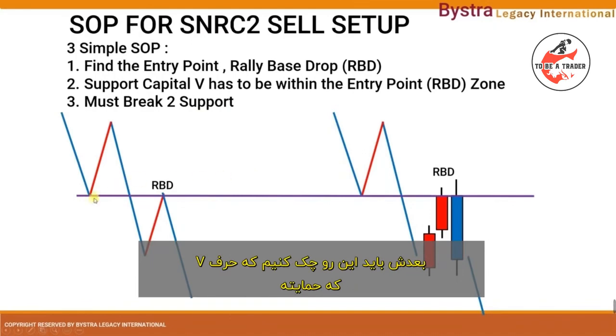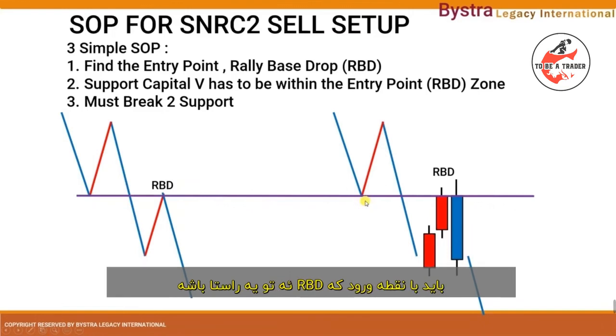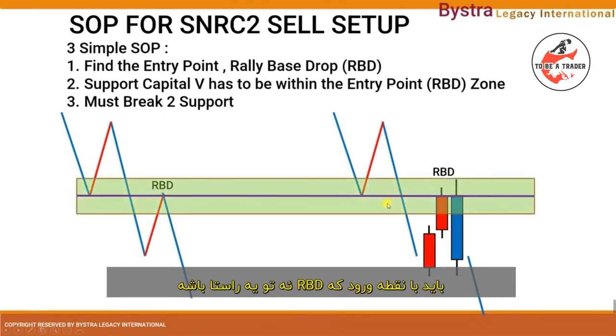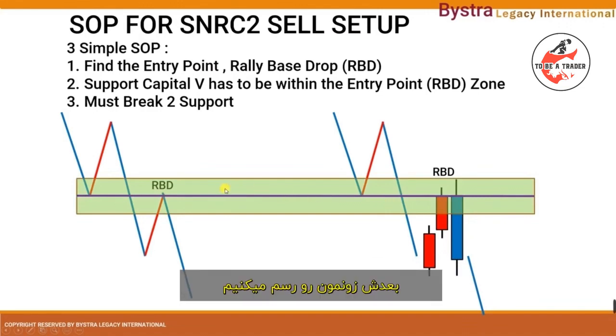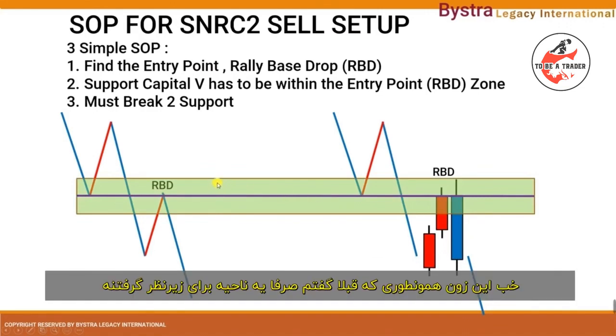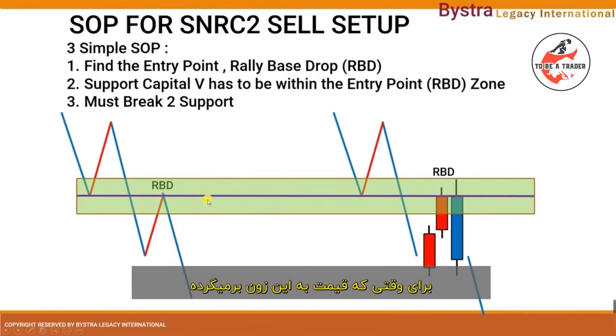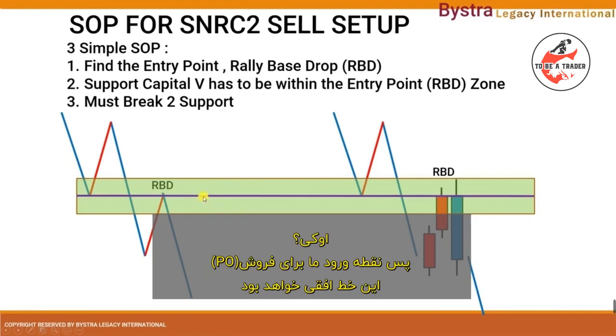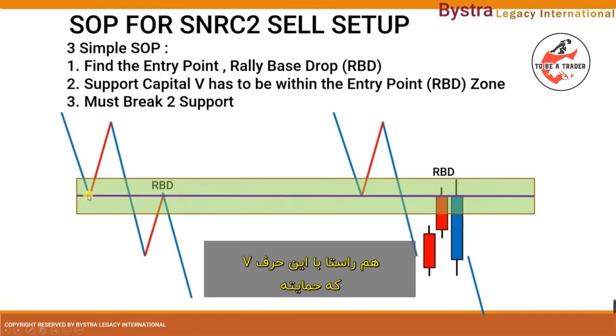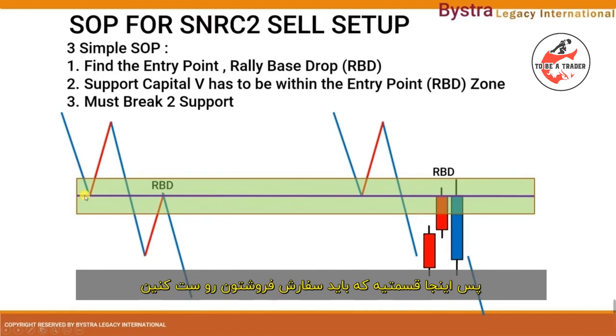We have to check that the capital letter V, which is the support, has to be aligned with the entry point, which is the Rayleigh base drop. We then mark our zone. This zone, as I said earlier, is just a monitoring area for when the price comes back to this zone. Okay, so our entry point, our sell limit, will be this horizontal line, aligned together with the capital V, which is the support. So this is the area where you need to set your sell limit.